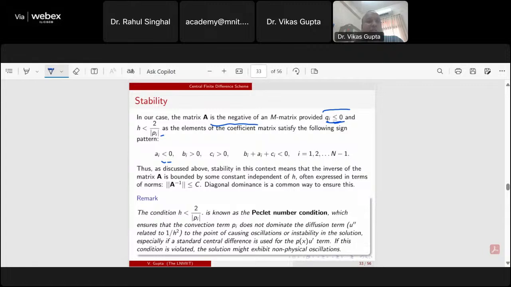If the convection term dominates the diffusion term, then use of the standard centered finite difference exhibits non-physical oscillations in the numerical solution, and that is due to instability of the solution. So that condition is very important. It ensures that the convection term does not dominate the diffusion term.